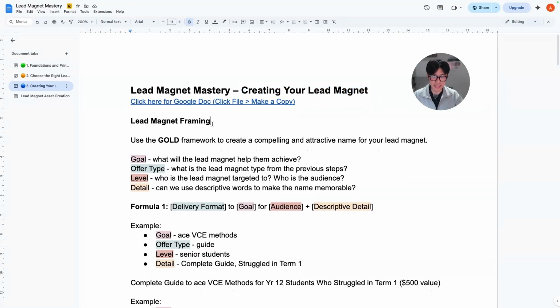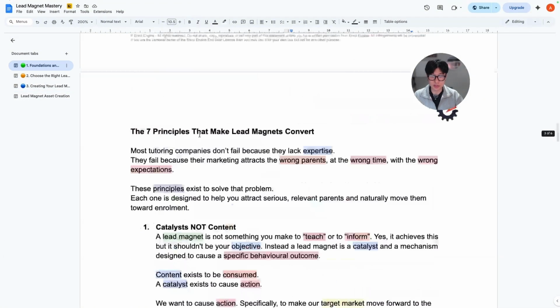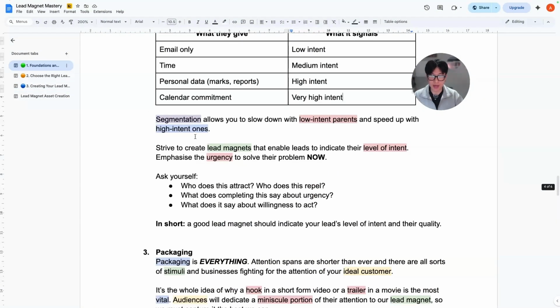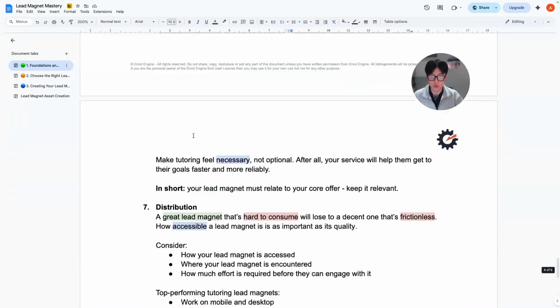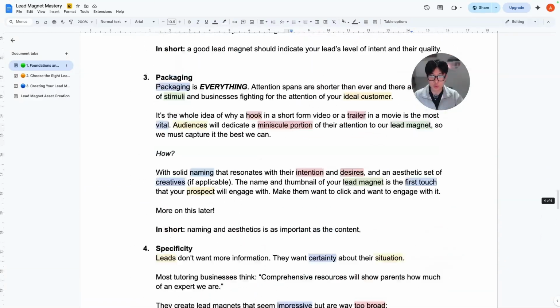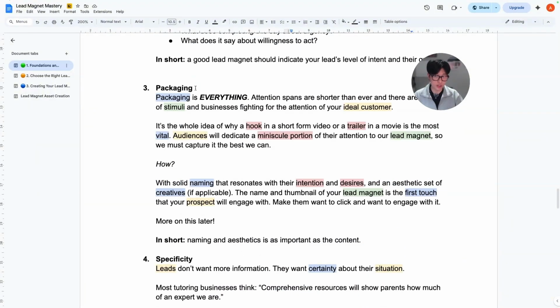Now, let's talk about lead magnet framing one more time. So remember, if we go back to the principles, framing was one of our principles here. Packaging. So packaging, in other words, framing, it's everything. It's the name, it's the thumbnail, it's the hook. It's very important because of the attention span of our audience.